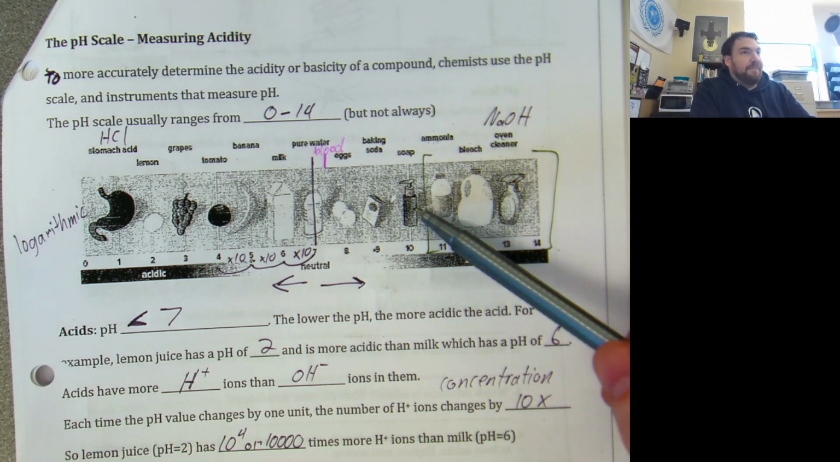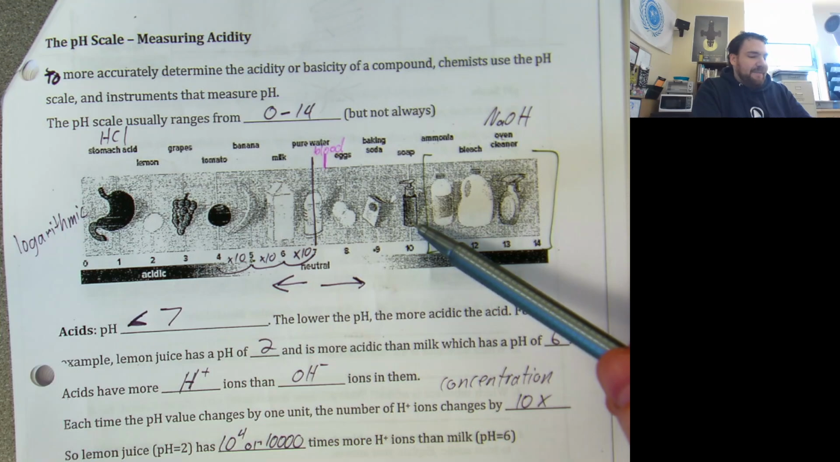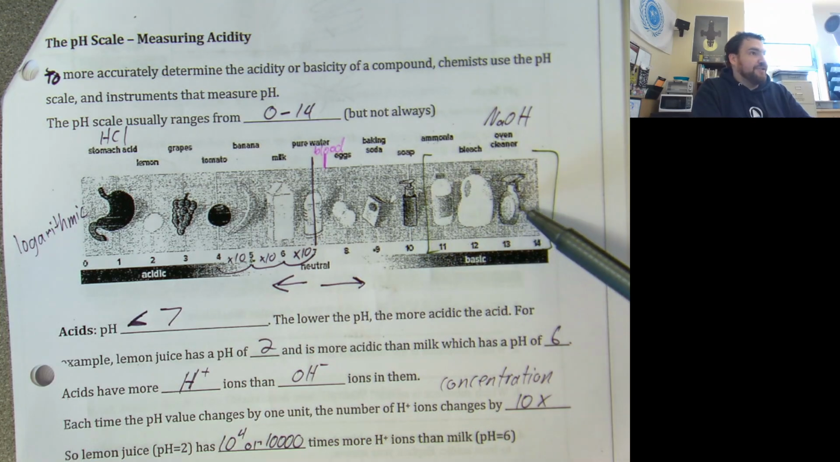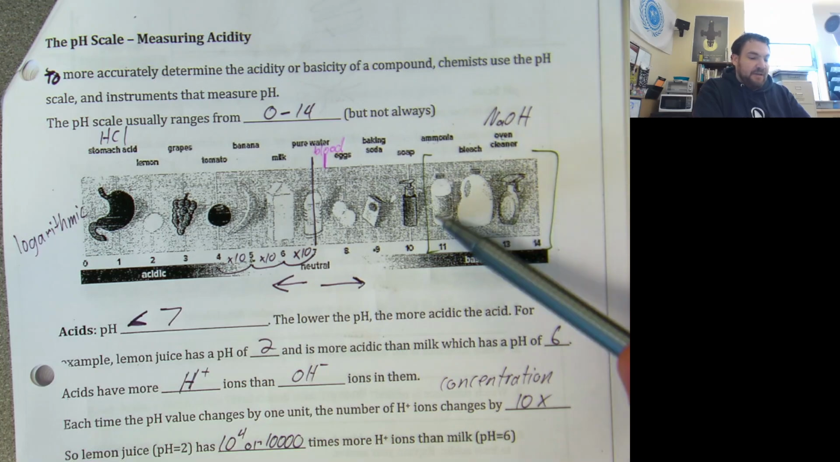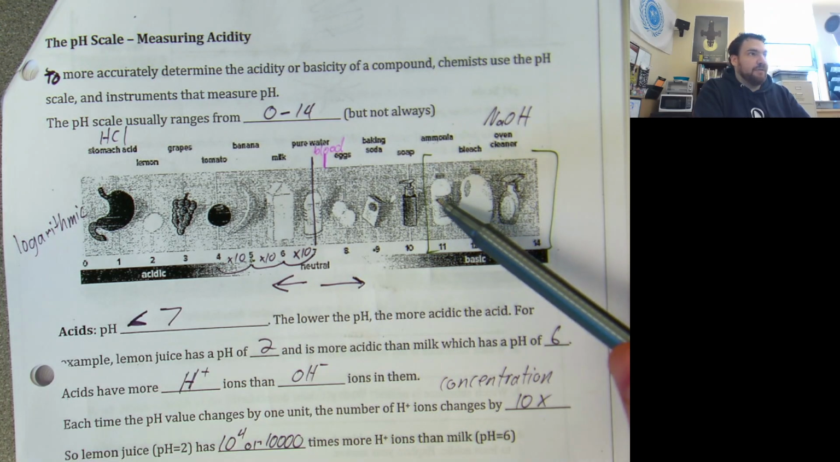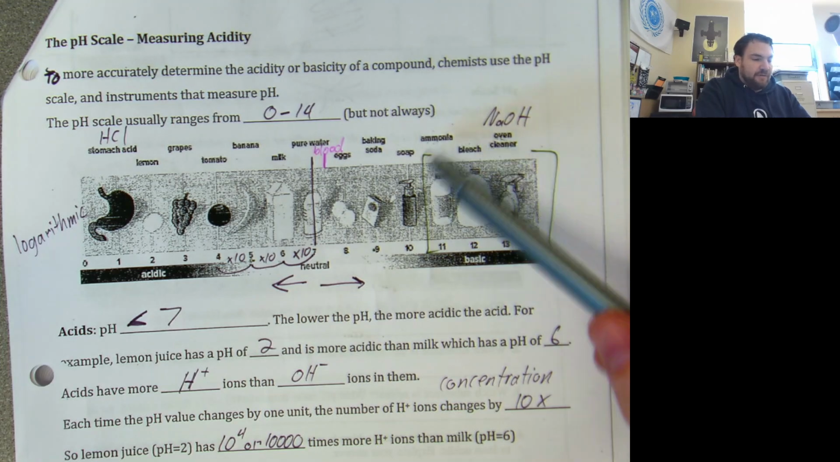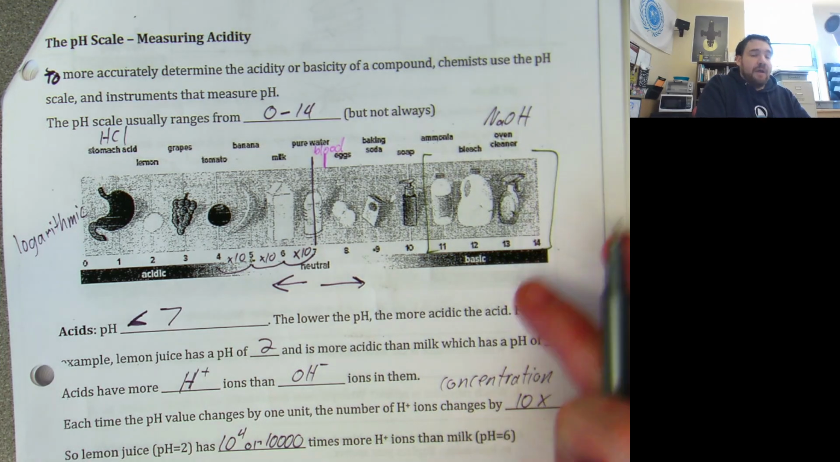I grew up in an era where the mouth washing out with soap was a thing, but if you move any further onto the basic scale, now all of a sudden, this isn't going to wash out your mouth, it's going to kill you. Ammonia, bleach, and oven cleaner are all fairly negative things to experience.